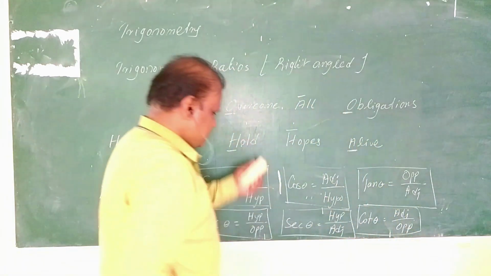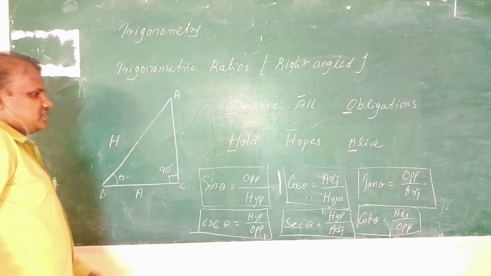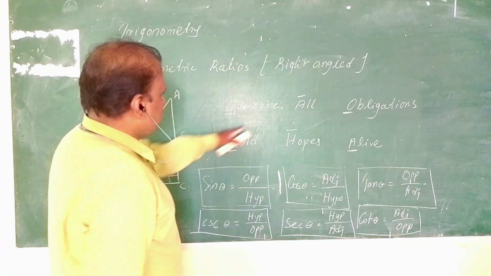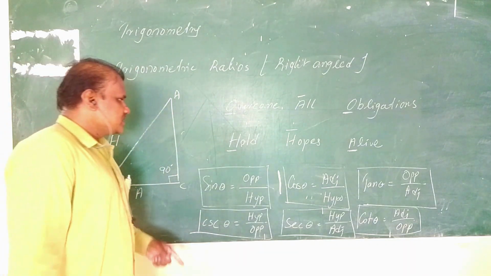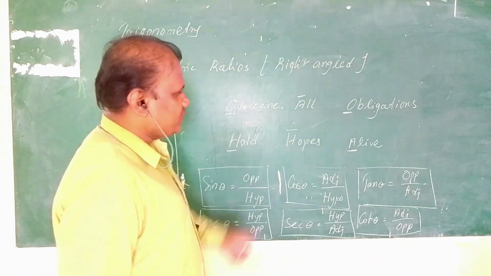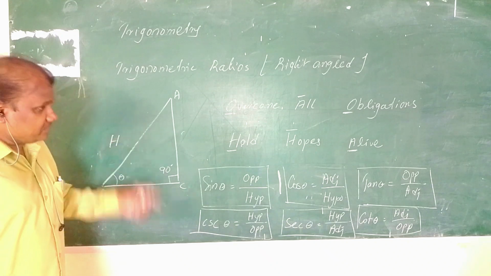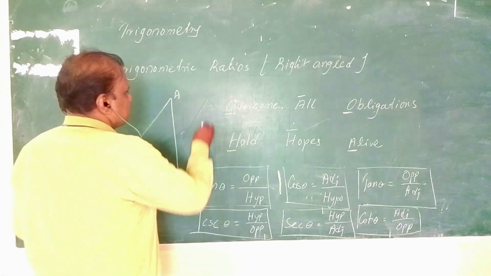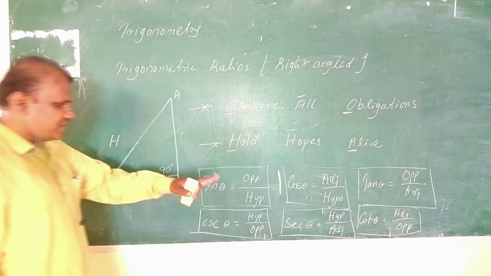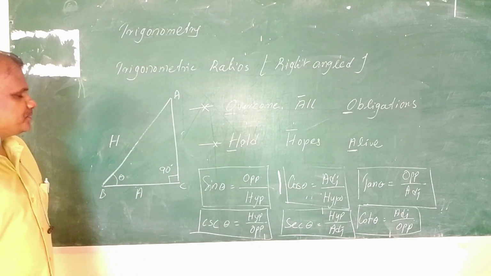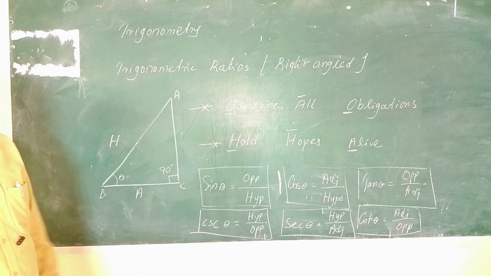So this is one hint to remember all the six trigonometric ratios. Overcome all obligations, meaning you have to face all the problems. Then hold hopes alive, you have to keep your hopes alive. Don't leave them. By using these two quotations, you can define all the six trigonometric ratios. In the next video class, we will do some problems depending on these definitions.